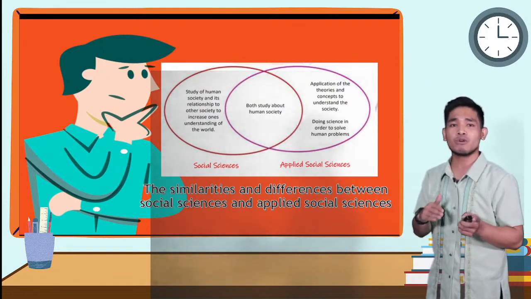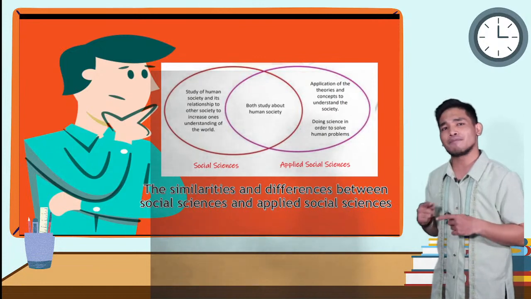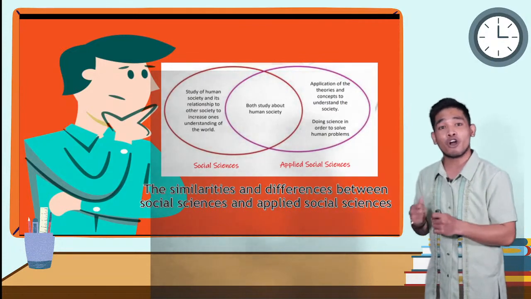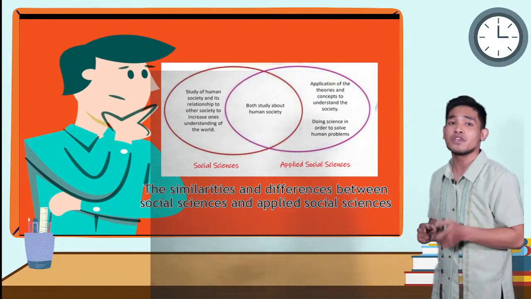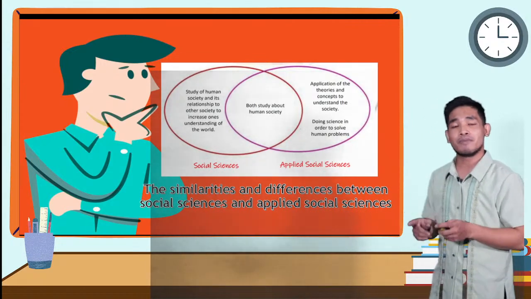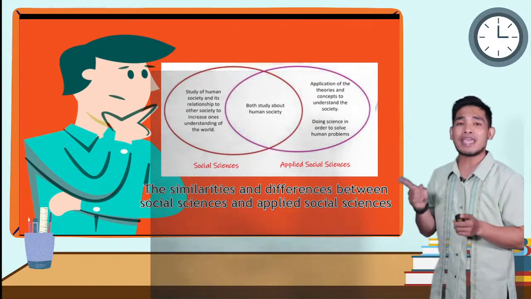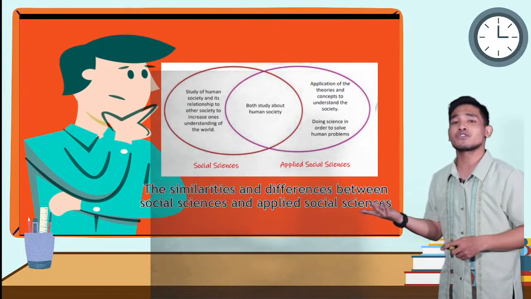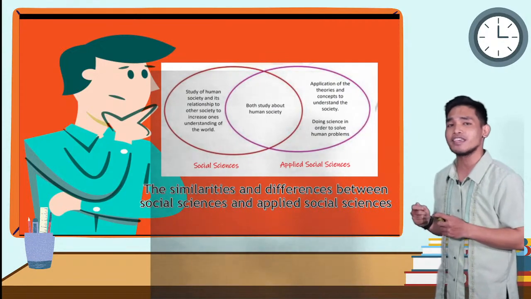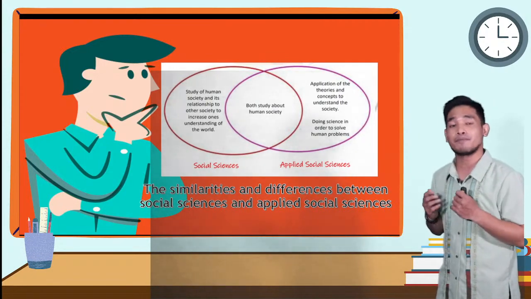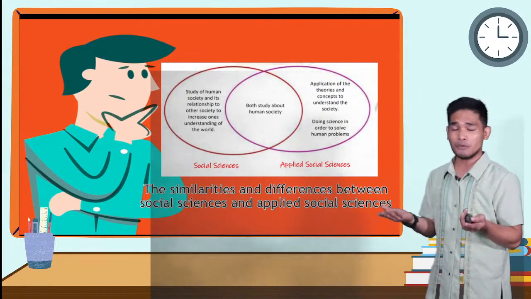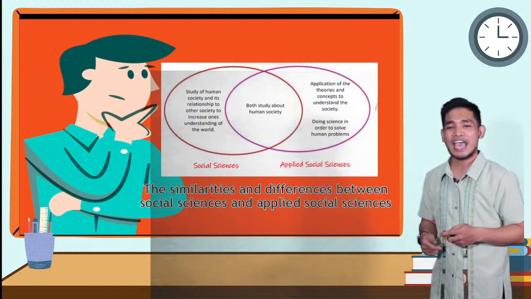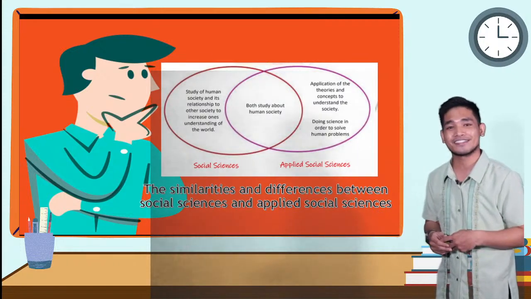While the applied social sciences talk about the application of theories and concepts to understand society, it's more on doing science in order to solve human problems. But their similarity is they both study human society. Okay, so when we say social sciences, it is the study of human society, and applied social science is more on application. All right? Are we clear with those differences? Yes, very good. How about their similarities?